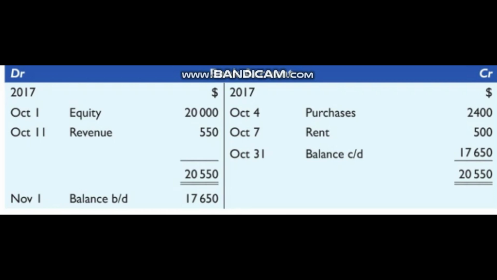So as you can see here, we have a business bank account, and here you have some entries. You have entries for equity, revenue, purchases, rent. And then you have a balance CD and you have a balance BD, right? So how does this really work? First of all, after you've made all these entries, which I have just highlighted, what you're going to do is basically make a total of these amounts.